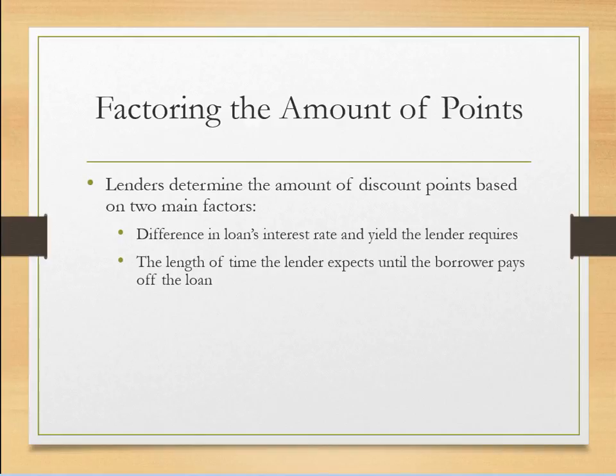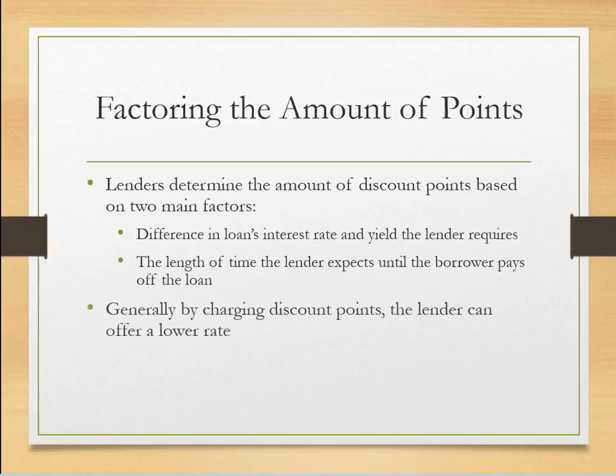In other words, what's the interest rate relative to how much the lender generally requires as their rate of return on an amount of money that they lend? And number 2, how long does the lender expect the borrower to actually hold and make payments on the loan? That's going to affect the profitability. Those 2 items are what are going to be factored in when the lender is going to consider how many points to charge.